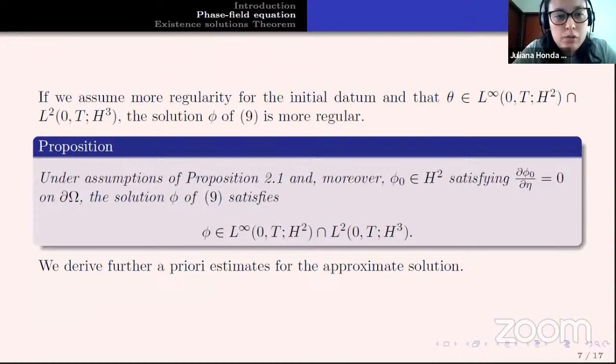Now, if we assume more regularity for the initial datum, then the solution phi will also be more regular. So if we suppose that P0 is a more regular function that satisfies those compatibility conditions here, then P will be more regular. And to show this, we just need to derive further a priori estimates for the approximate solution.